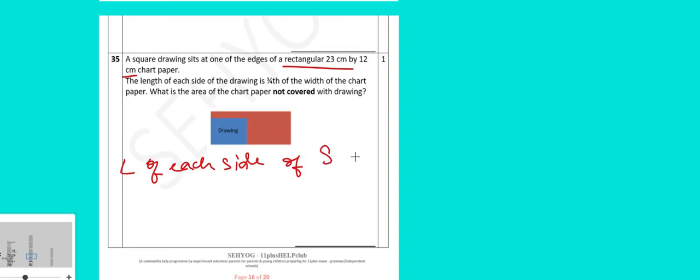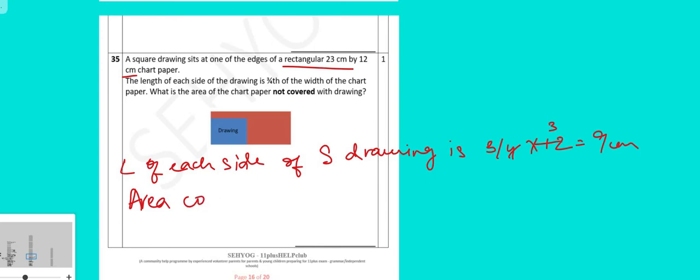The square drawing is 3/4 of 12, which is equal to 9, because if we cancel this out, it gives us 3, and 3 multiplied by 3 gives us 9 centimeters right here. And then after that, the area that is covered by the drawing is equal to 9 into 9, which is equal to 81 centimeters square.